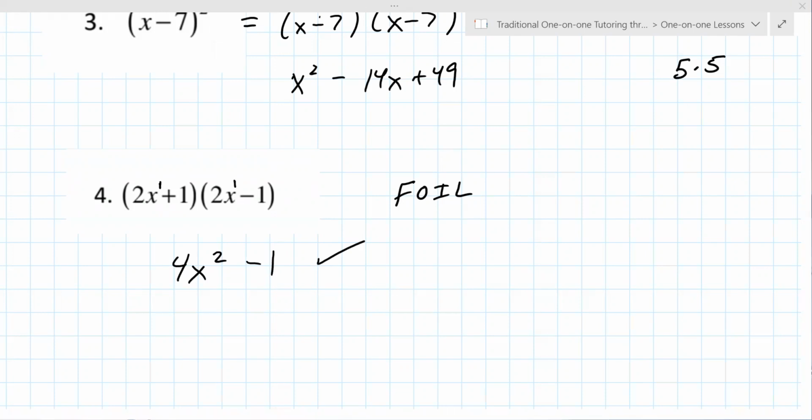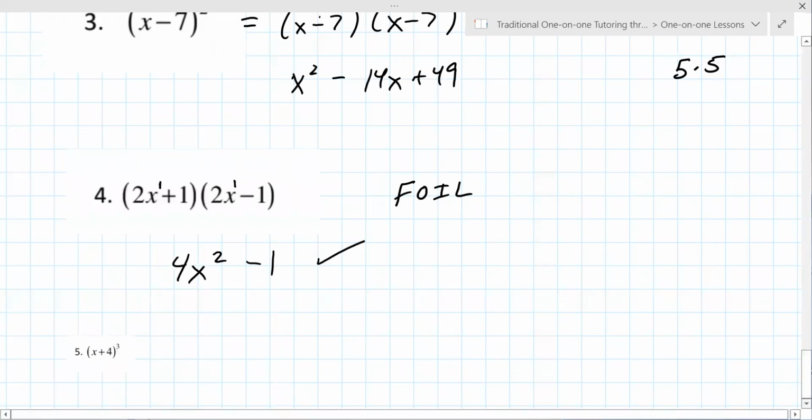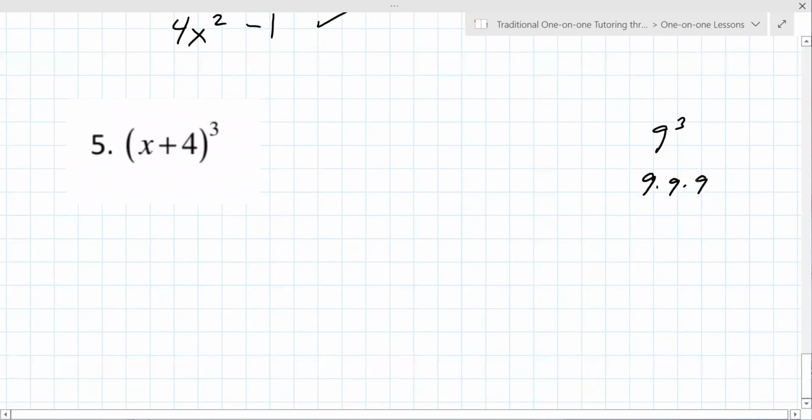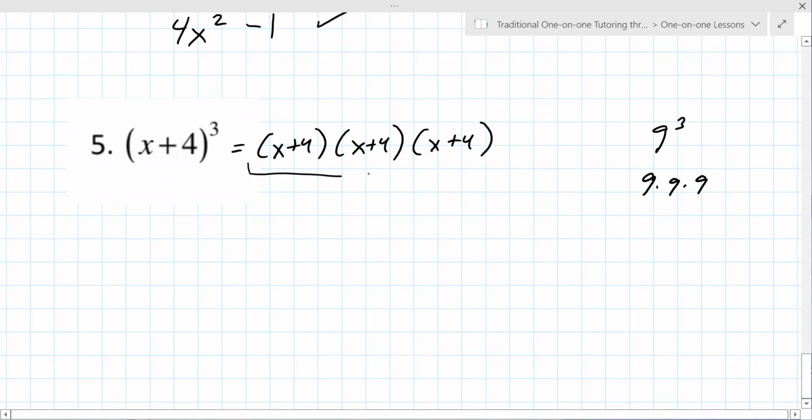Okay, let's look at number 5 together. So this again, the analogy is like, what is 9 cubed? It's 9 times 9 times 9. So this is x plus 4 times x plus 4 times x plus 4. Okay, so what I'd like you to do for us is FOIL the first two. Give me that reduced answer whenever you come up with it.